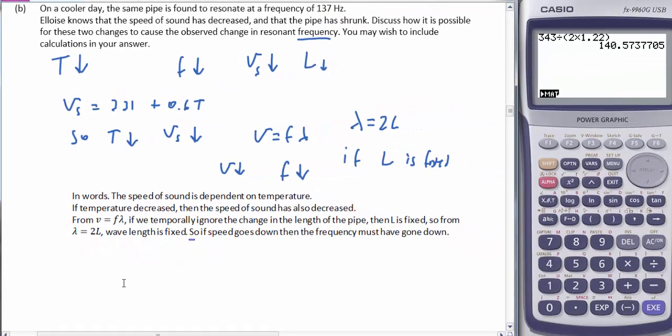But we need to look at how the length would change. As temperature goes down, we would assume a contraction, so we would assume that length would go down. And so if length goes down, from lambda equals 2L, if L goes down, that means that lambda goes down, and then from v equals f lambda, if lambda has gone down and the speed of sound is fixed, then that means that frequency has actually gone up.